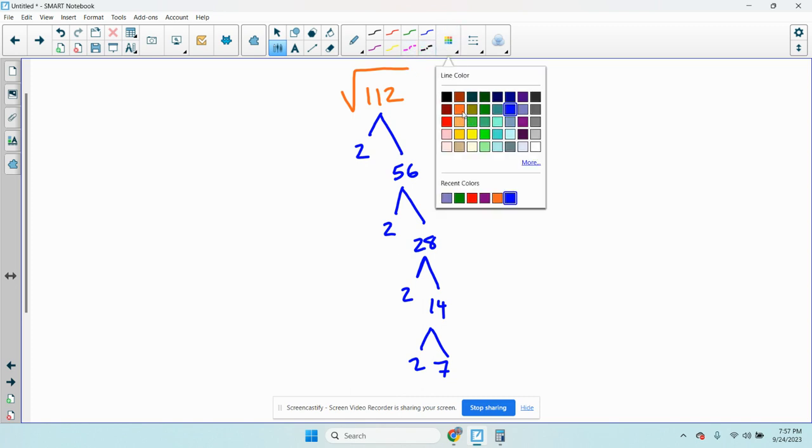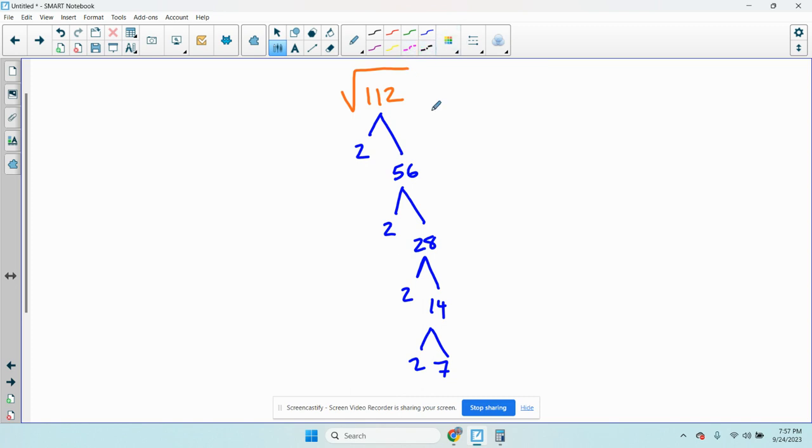So again, I circle the pairs of matching prime factors. I have a pair of 2s, a pair of 2s, and a 7 left over. So this now becomes 2 times 2, which is 4 root 7.